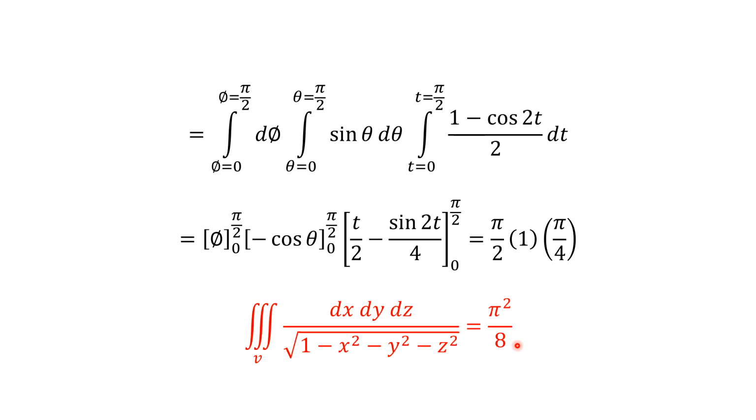So our answer is pi square by 8. So therefore this integral over the positive octant of the sphere of radius 1 is pi square by 8. So this is how we can convert triple integration from Cartesian coordinates to spherical polar coordinates, and we can evaluate it. Thank you.